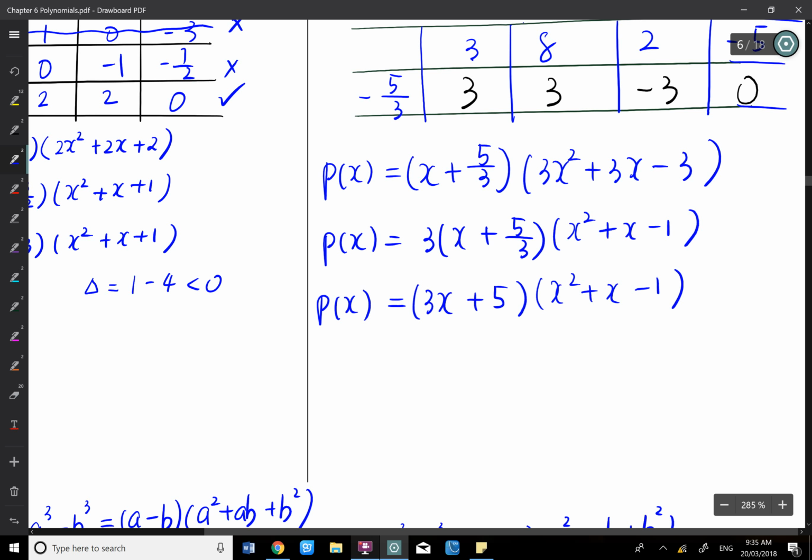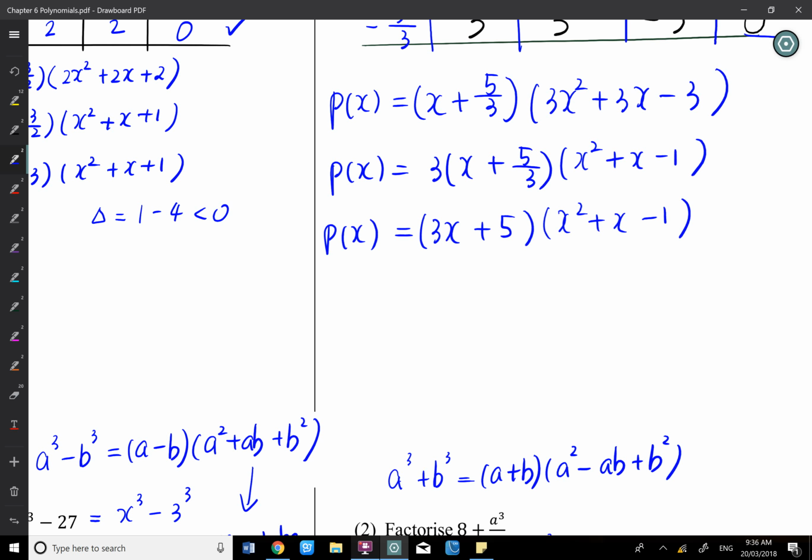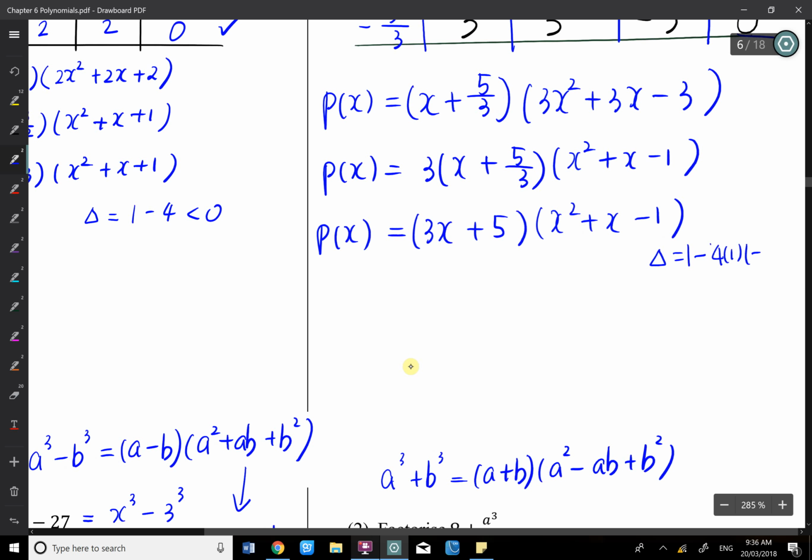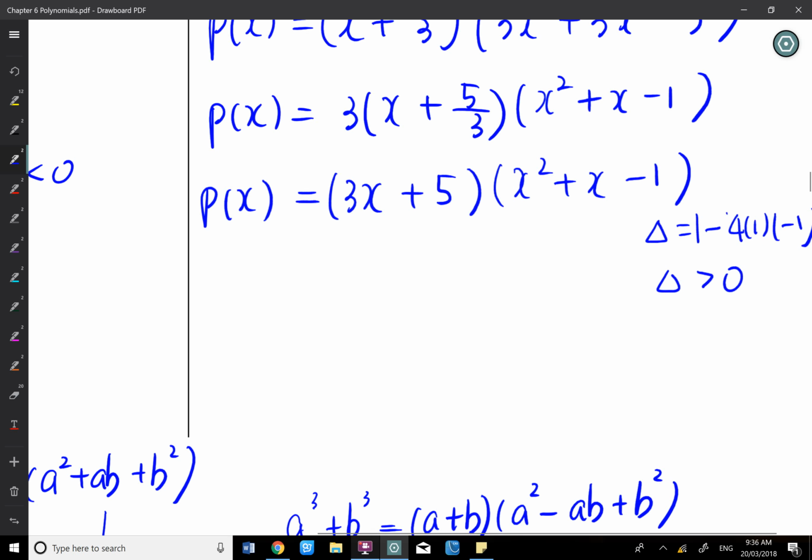Can I still factorize the quadratic? When do you say yes? When do you say no? How do you test it? Discriminant. What's the discriminant in this one? 5, right? The discriminant is 1 minus 4 times 1 times -1. That's 5. The discriminant is greater than 0, so I can factorize.